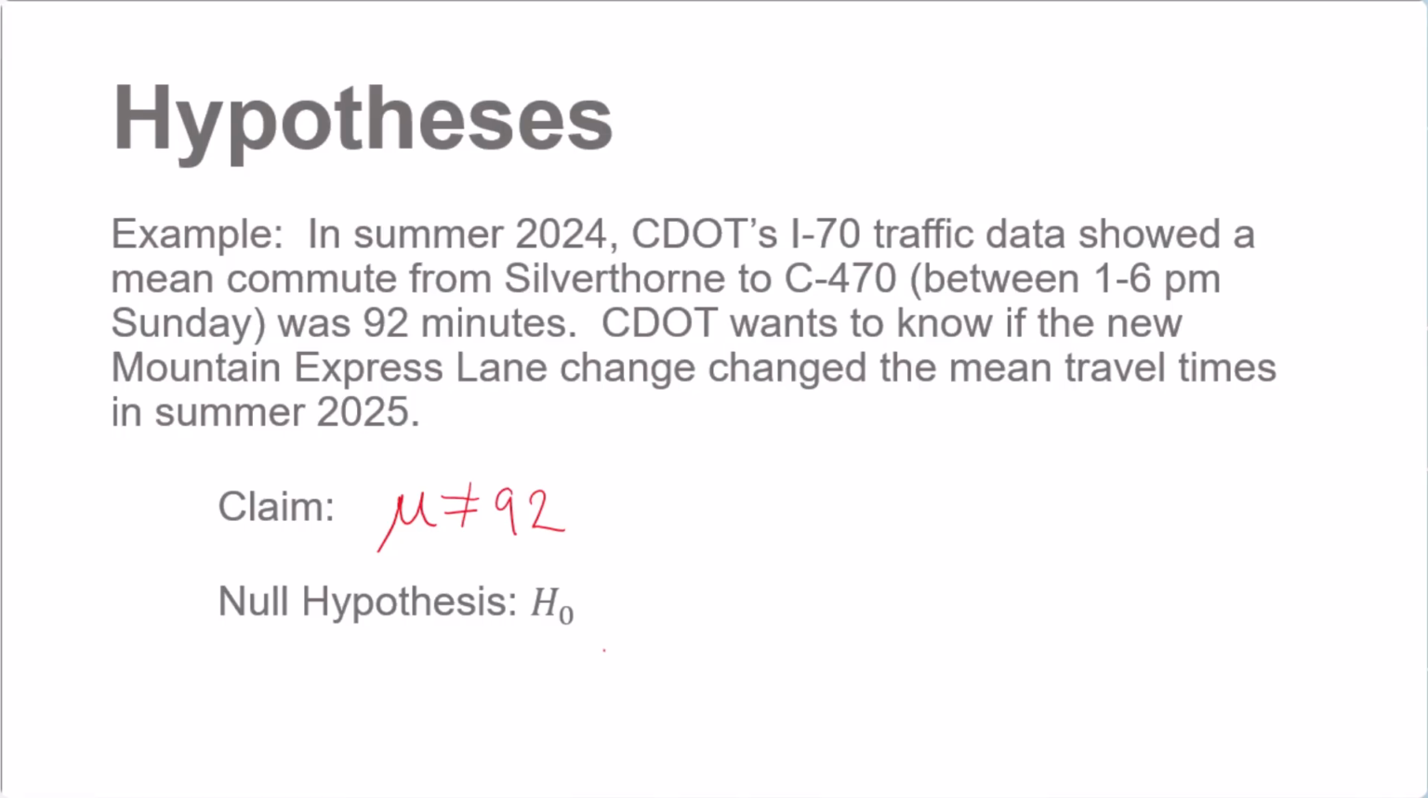The null hypothesis, again, is going to be an equal statement, and in this case, that would be that mu equals 92, meaning that there was no change in adding that new express lane. The mean commute time in that range is still just the same. There's definitely other types of claims you could make with this particular data. You could do a claim about the difference between two population means. You could claim that the mean was specifically less than 92, but this is just the example that I'm working with here.